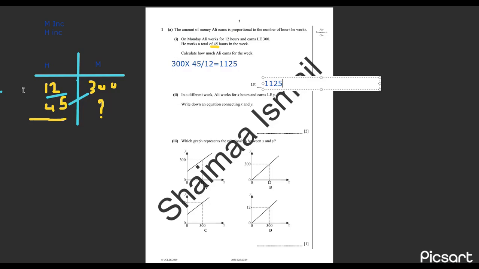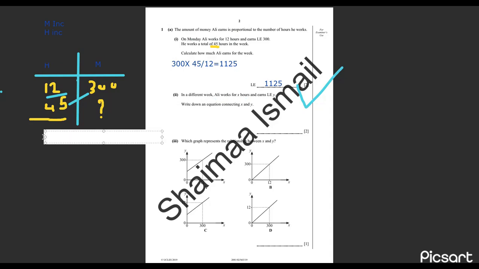Let's see the next. In a different week, Ali works for X hours. So he started to make it harder. Here he works for X hours, so we can take a simple line and write X for the hours, and he earned Y money.